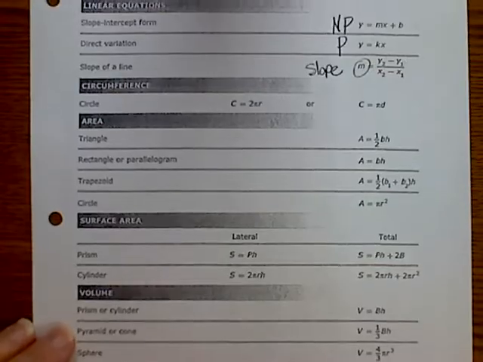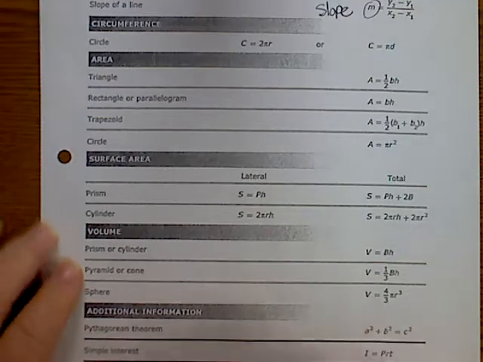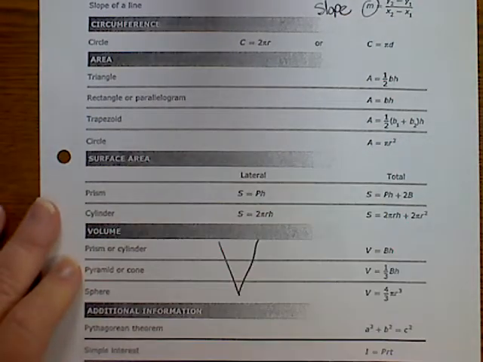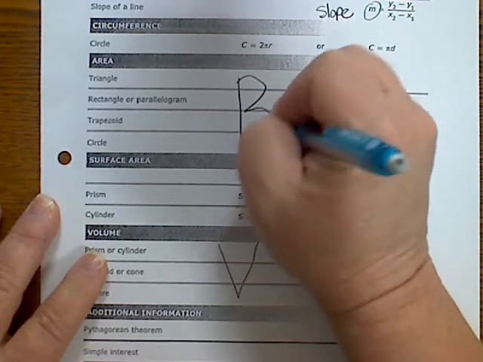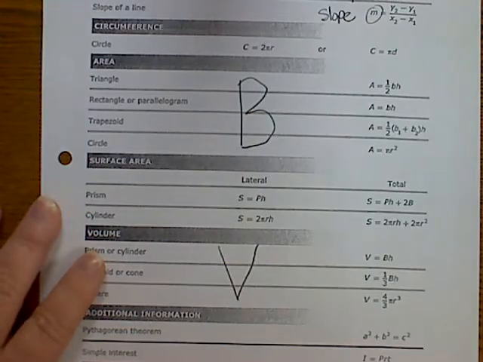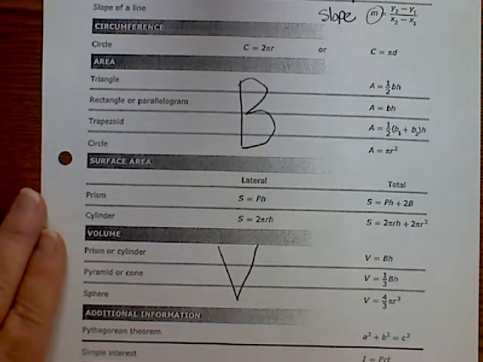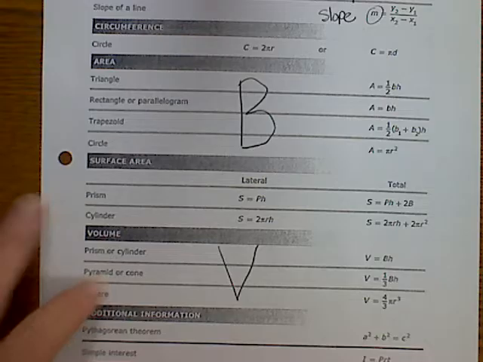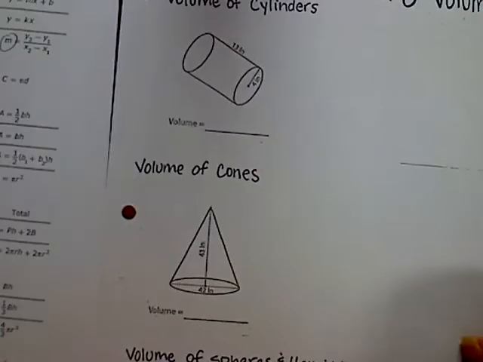Now we are going to look at volume. Everything is either here or here. So let's talk about what that is. I want you to put a big V for volume and a big B for here because that's the area of your base. Okay? So we are going to be doing volume today. All right? Let's get our notes. And then here we go.